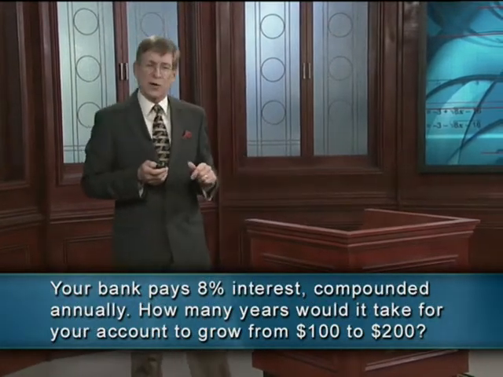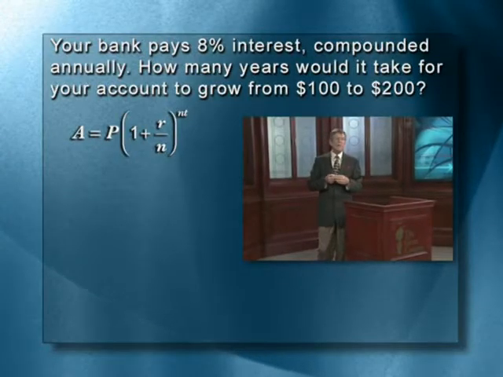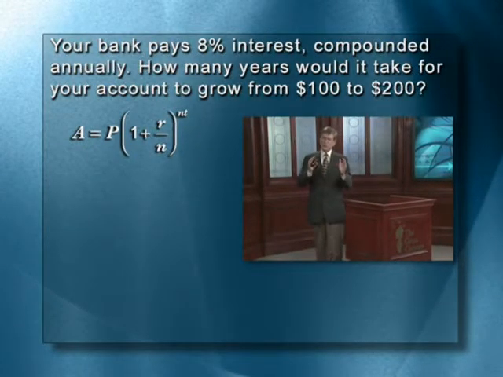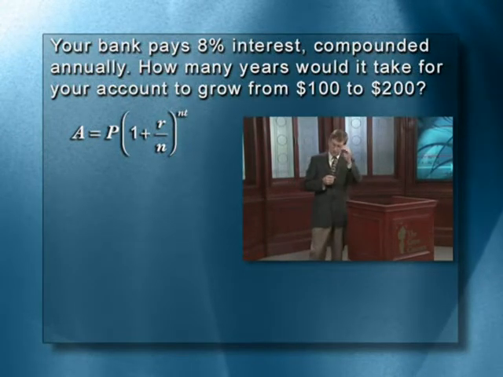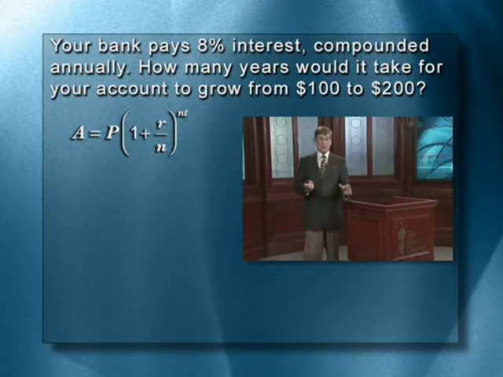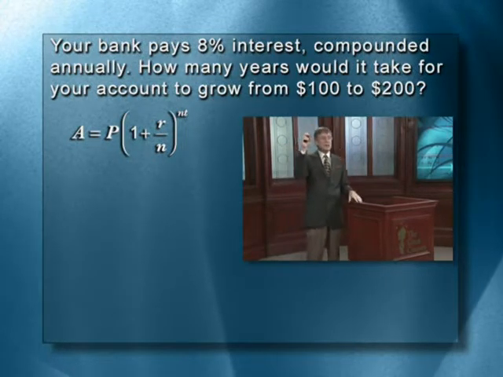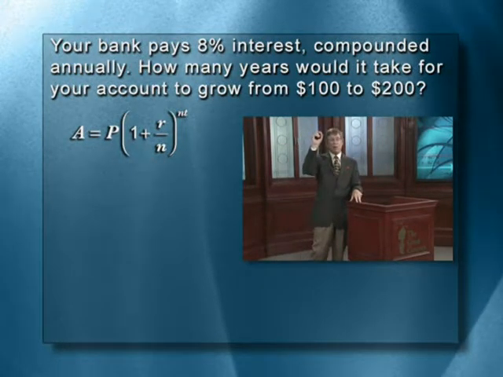Let's answer this question. Remember the formula. The amount in your account is equal to P, where P is the principal that you start with, the amount you deposit, times the quantity 1 plus r over n to the power nt.